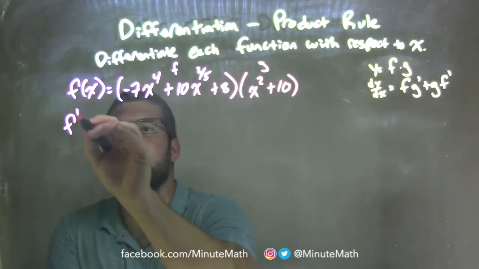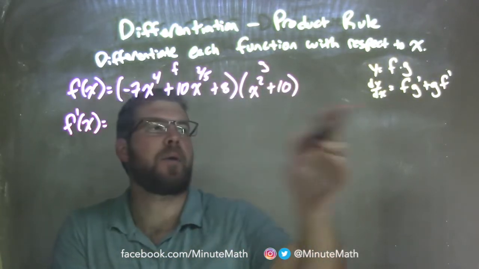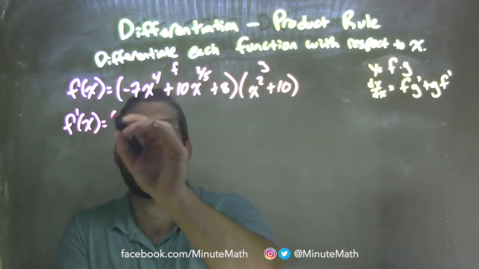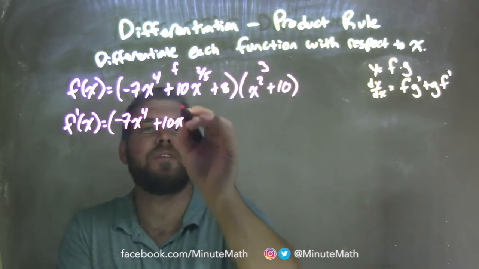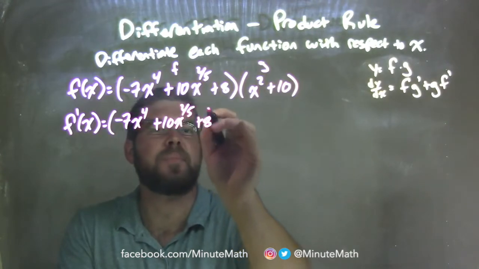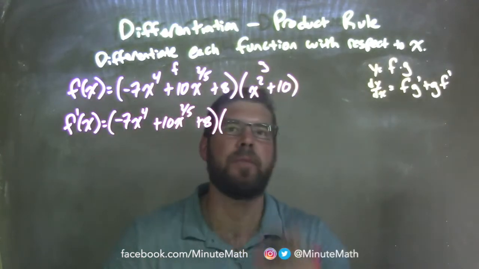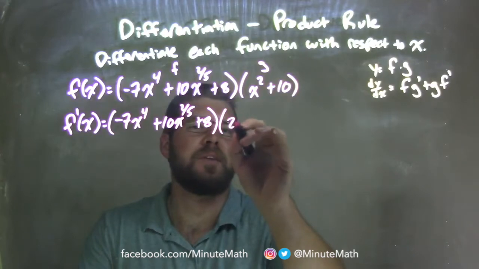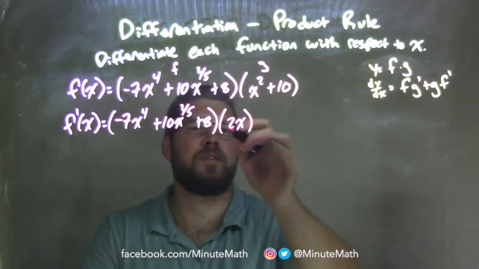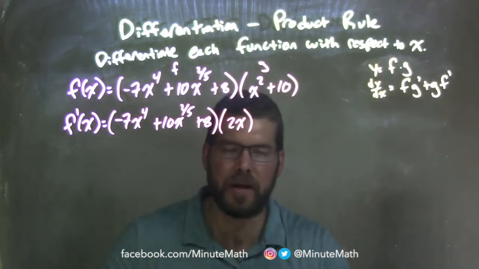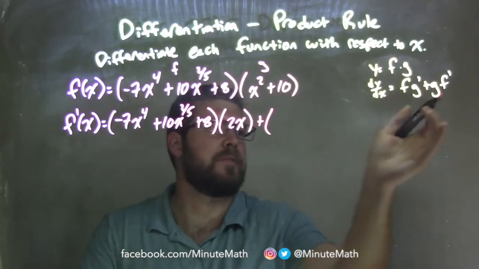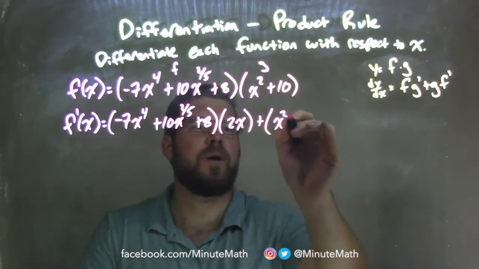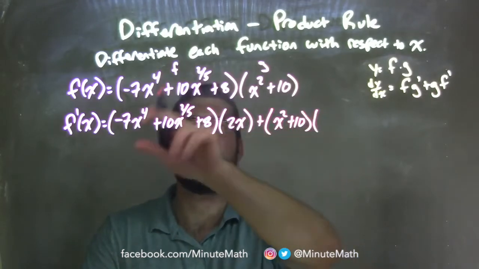So I have f prime of x here, I'm going to take the derivative, and I'm going to apply the product rule that's written right there. I repeat f, negative 7x to the fourth plus 10x to the 2/5 power plus 8, and I multiply that by g prime, the derivative of g, which comes out just to be 2x. Derivative of x squared is 2x, and the derivative of 10 being a constant is just 0. So now we have to add this to g, which is the next part of the product rule, x squared plus 10 times the derivative of f.